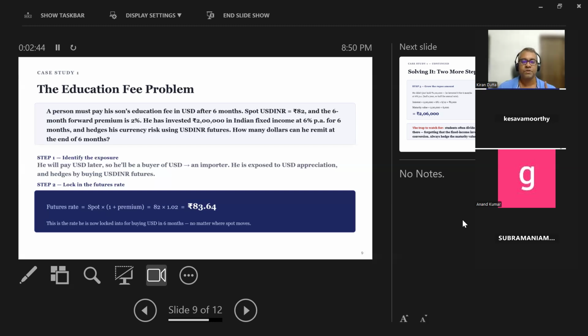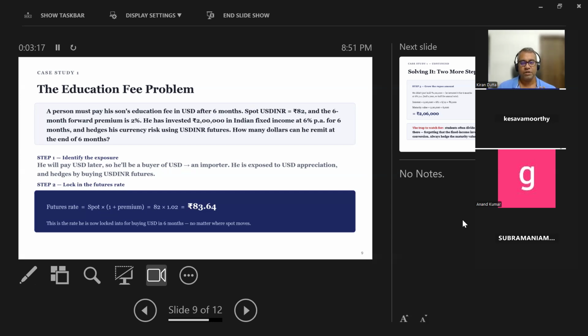Clear? He has invested 2 lakh in Indian fixed income today at 6% per annum. I'm repeating it, per annum, for 6 months, and hedges his currency risk using USD INR futures. That statement is a useless statement. Don't get confused or bothered by that statement. Now, how many dollars can he remit at the end of 6 months?